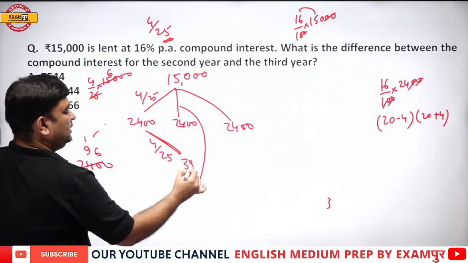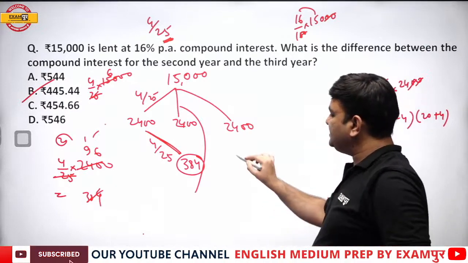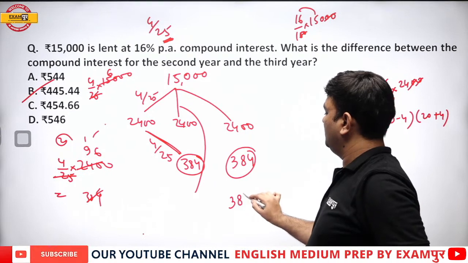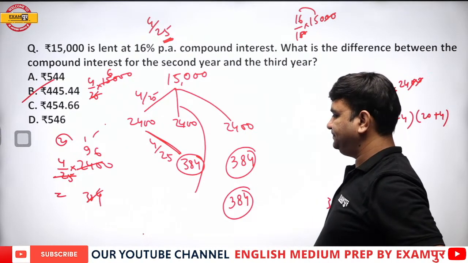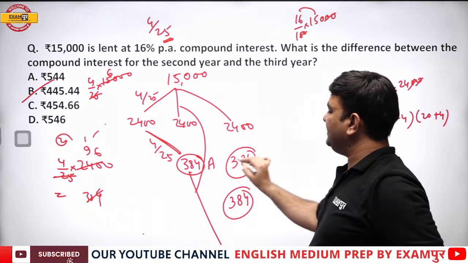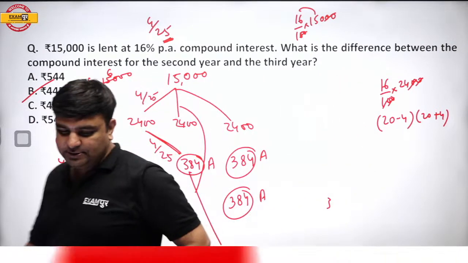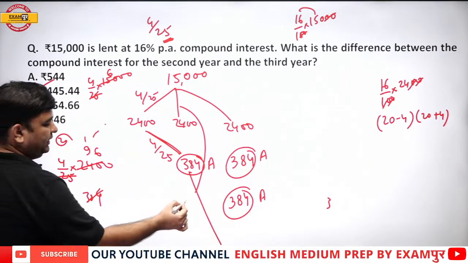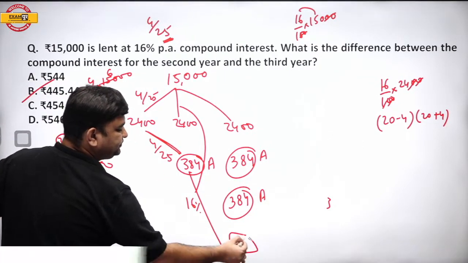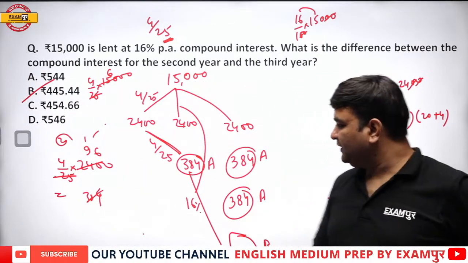384. And how many are these components, guys? 3. These are being called A, and the last component is B. You will calculate 16% of this.